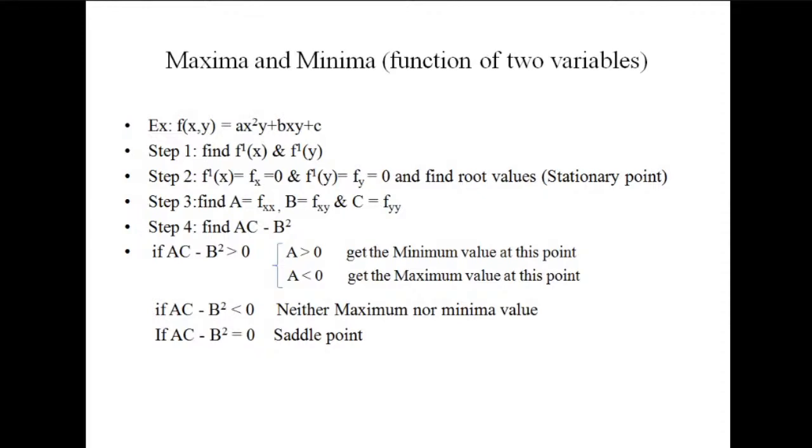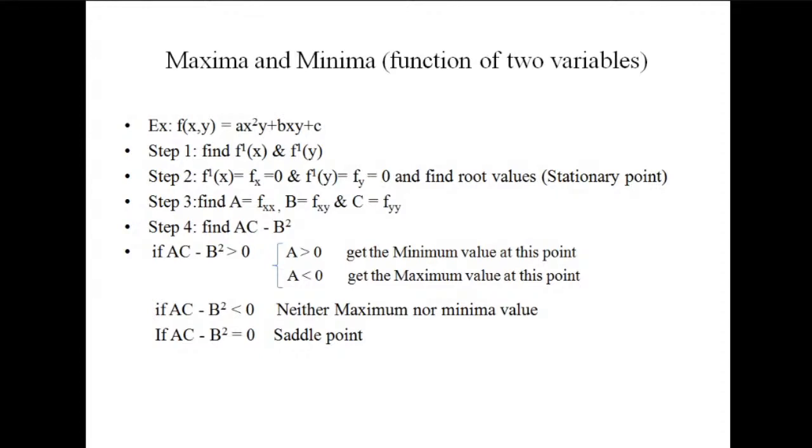After that, we have to check the value of AC minus B square. If AC minus B square is greater than 0, we can get a maximum or minimum value at this point. If it is less than 0, there is neither maxima nor minima. If it is equal to 0, it is a saddle point.